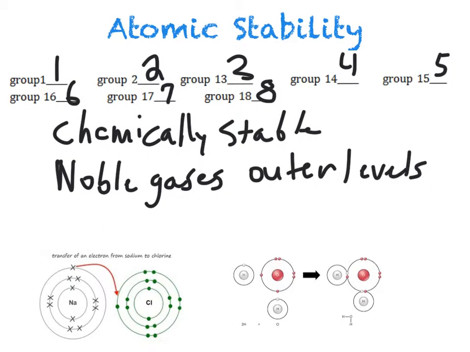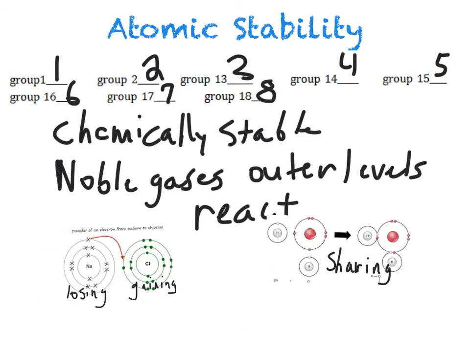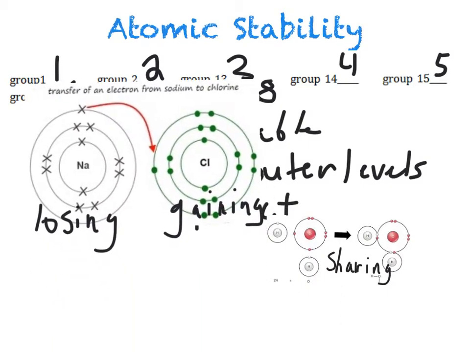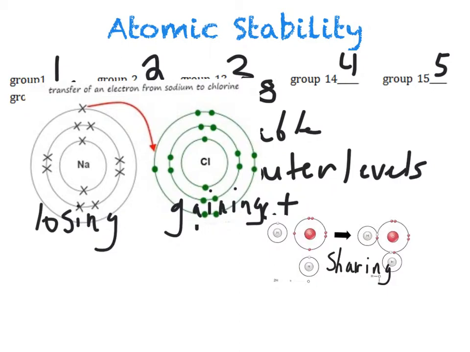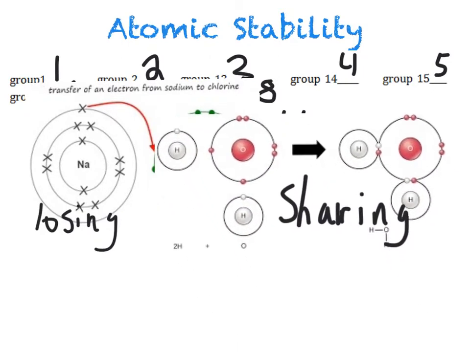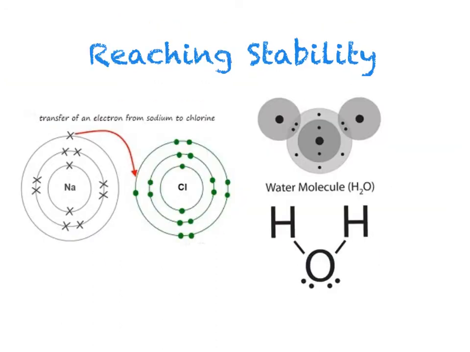And these atoms must react to obtain full outer energy levels. And they can do this by losing, gaining, like sodium and chlorine here, or by sharing electrons. Now we're going to talk about what happens when elements are reaching stability.